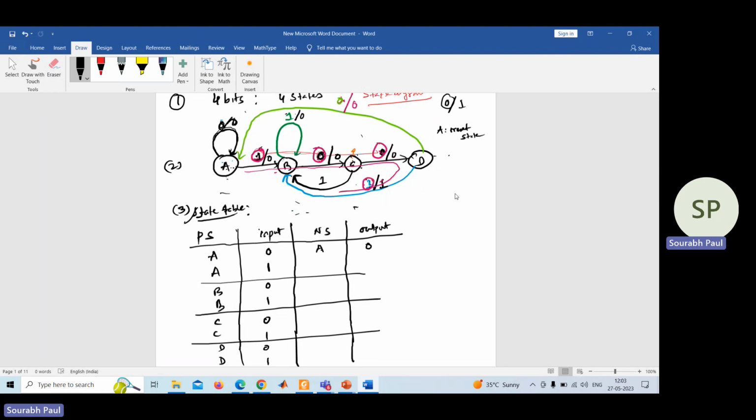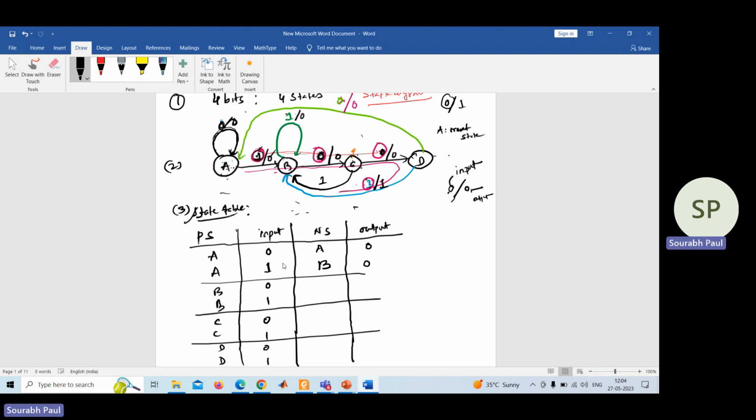So you have to be very careful. In this slash sign, whatever is given on the left side, that is input, and whatever is given on the right side, that is your output. Now check for input 1. You are in state A. If the input is 1, where are you going? You are going to state B. At that time, what is the output? It is 0.